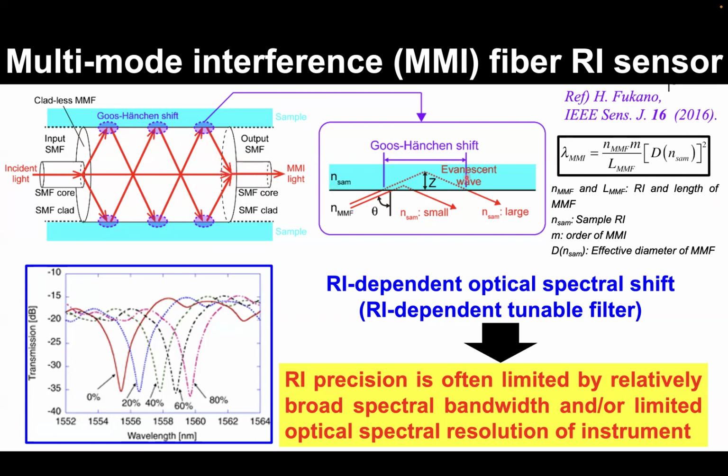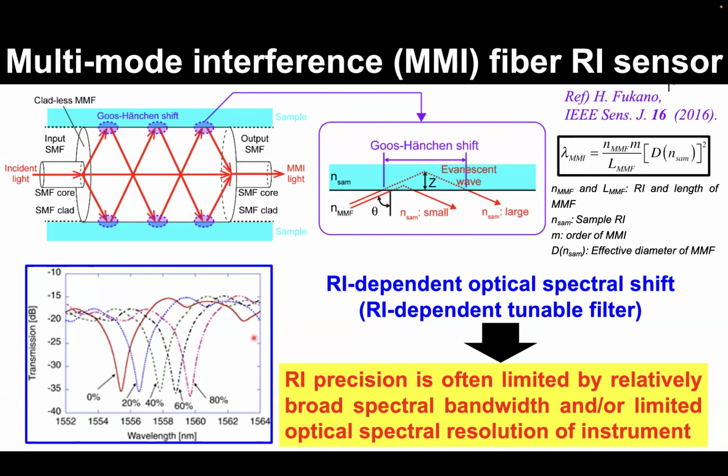Only the light satisfying the MMI wavelength, lambda MMI, given by this equation, can pass through this fiber sensor. Furthermore, due to the RI-dependent Goos-Hänchen shift at the boundary between the sensor surface and the liquid sample, the MMI fiber sensor causes an RI-dependent optical spectral shift like here. So the MMI fiber sensor can work as an RI-dependent tunable optical bandpass or bandstop filter. But the RI precision is often limited by the relatively broad spectral bandwidth and limited optical spectral resolution of the instrument.